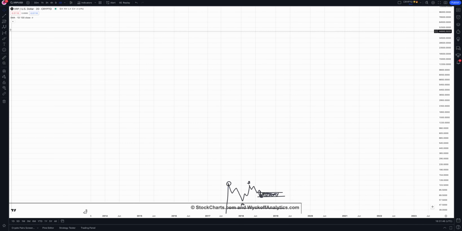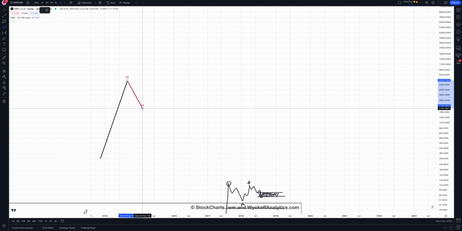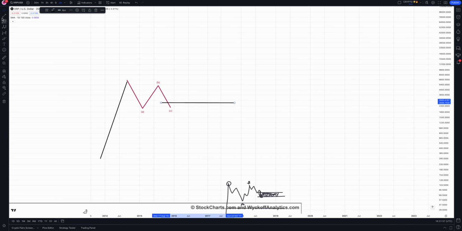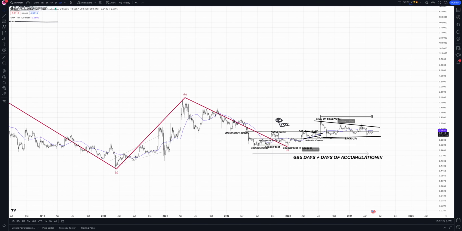So what do we have here? We have your initial move up. Then you have an A, B, C correction. Then you have accumulation at the lows for almost 700 days. Retail traders pulled their hair out because they don't know what's going on. They think the coin is dead. And then we start our next leg to the upside. So we have our first leg, our correction, accumulation at the lows, continuation of the trend. This is exactly what I see with XRP.